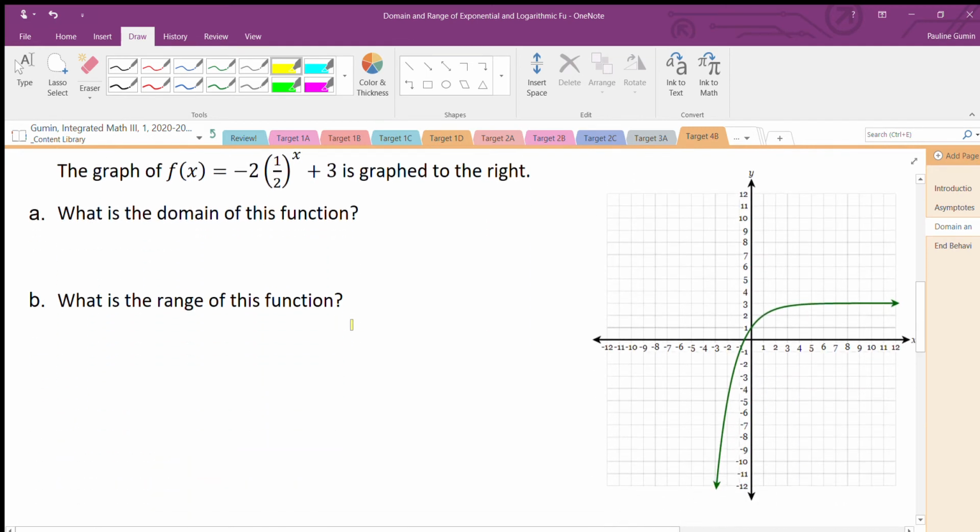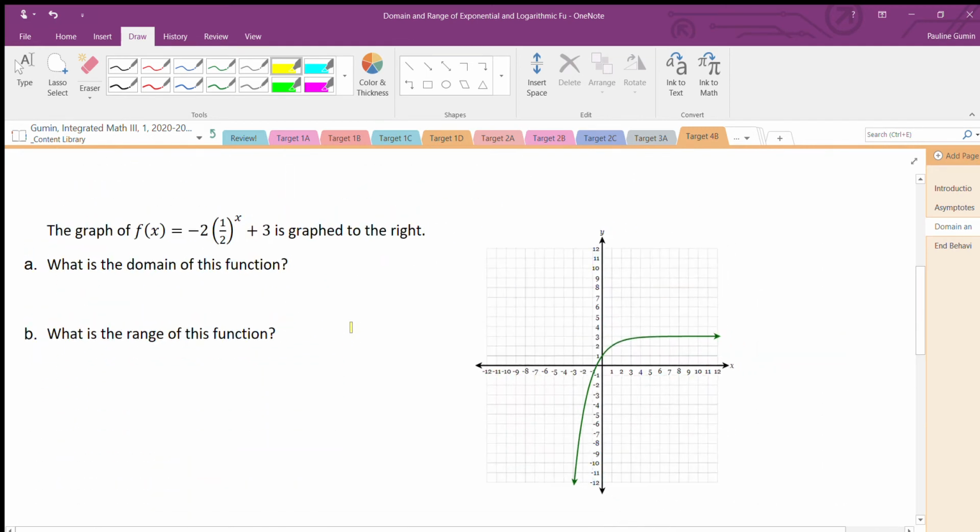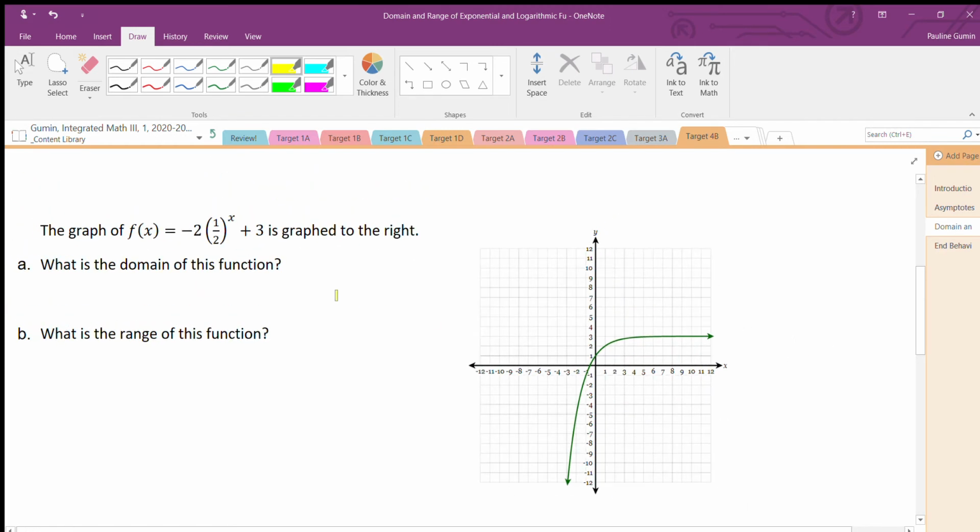Ooh, perfect, exponential. So we see an exponential graph on the right-hand side. f of x equals -2 times 1/2 raised to the power of x plus 3. Let's talk about the domain. Domain is left to right. So let's look on the left-hand side of my graph.